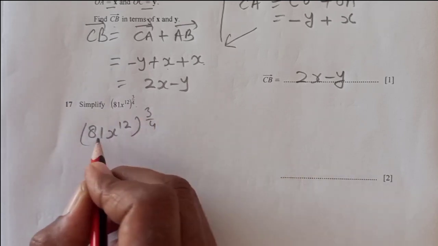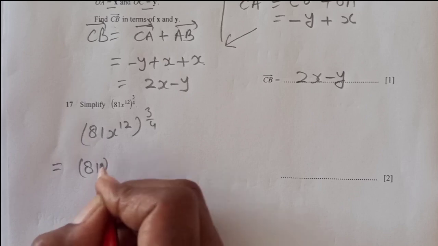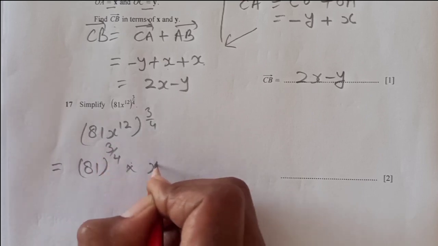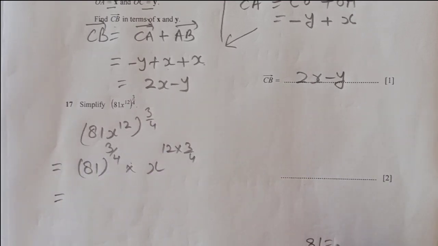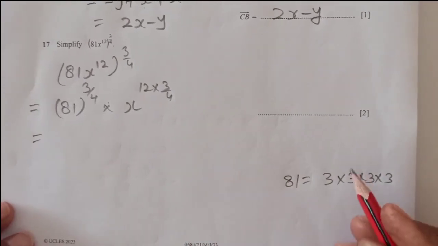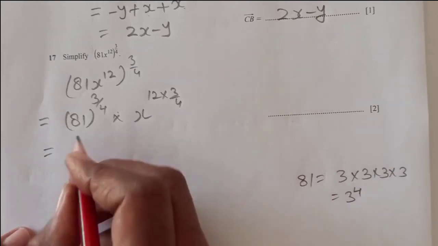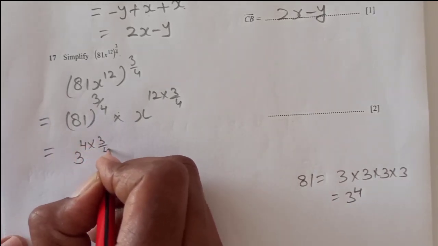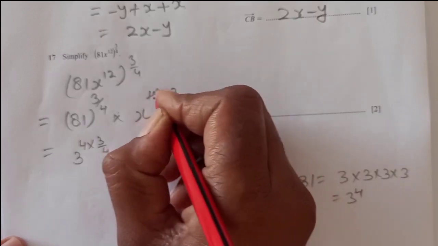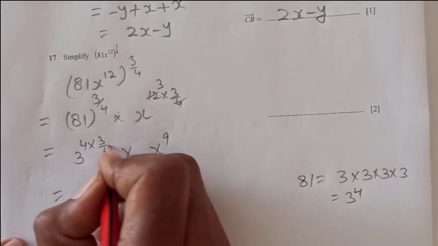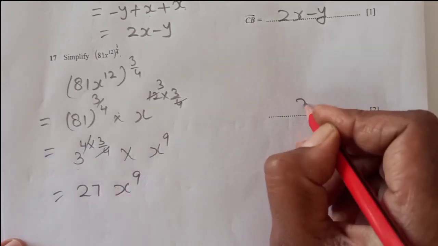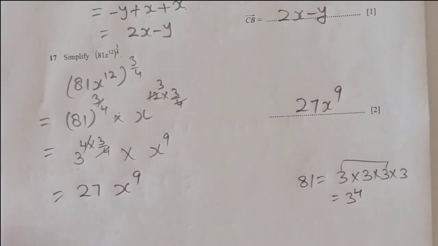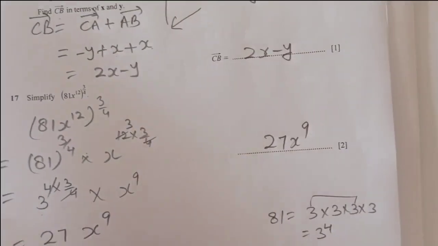So now this 3 over 4 belongs to both of them. 81 power 3 over 4 times x power 12 times 3 over 4. So 81 can be written as 3 times 3, 9 times 3, 27 times 3, 81. So we can write it as 3 power 4. So 3 power 4 times 3 over 4, times x power 4 times 3, 12, 3 times 3 is 9. So this is gone. 3 times 3 is 27, x power 9. So that is the final answer. Okay, so that's number 17.